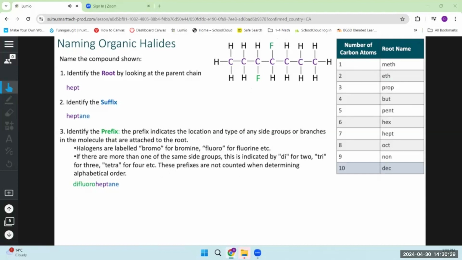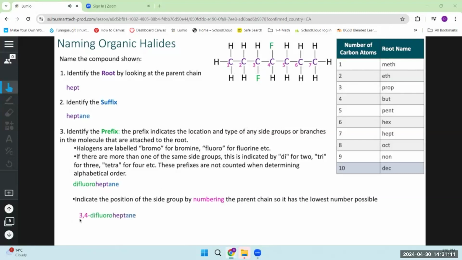However, we need to indicate where those fluorine atoms are on the parent chain. To do that, we need to number the parent chain so that the side groups have the lowest numbers possible. So I'm going to start numbering on this side of the molecule. If I start numbering over here, I see that this fluorine atom is attached to carbon 3, and this fluorine atom is attached to carbon number 4. Had I started numbering over here, they would be on number 4 and number 5, not as good. So we'll stick with numbering over here so we have the lowest numbers possible. In this case, this molecule would be named 3,4-difluoroheptane.